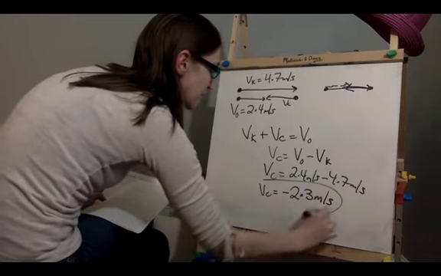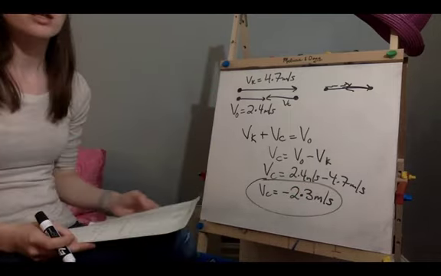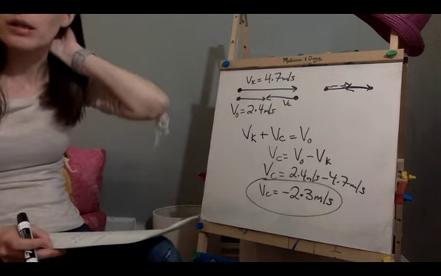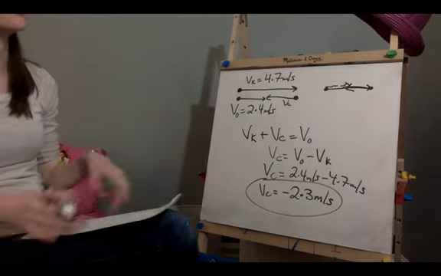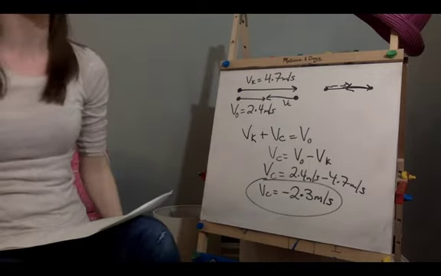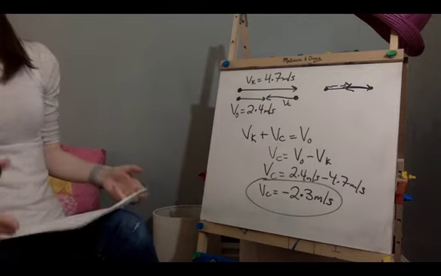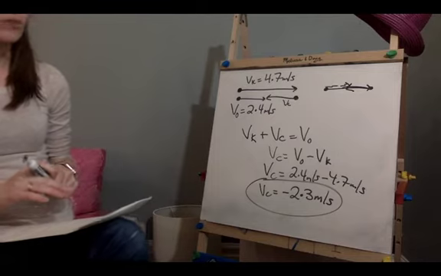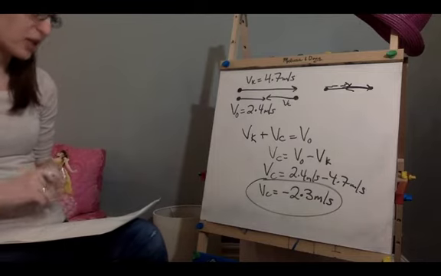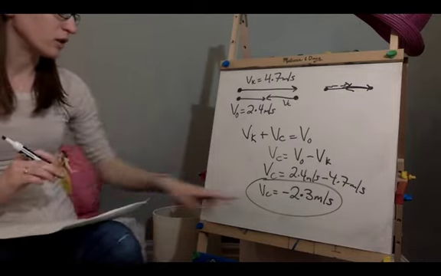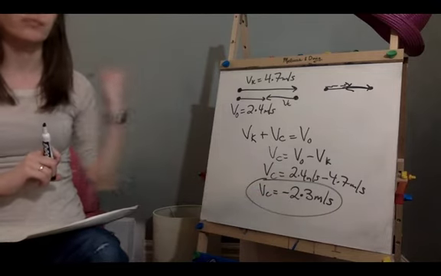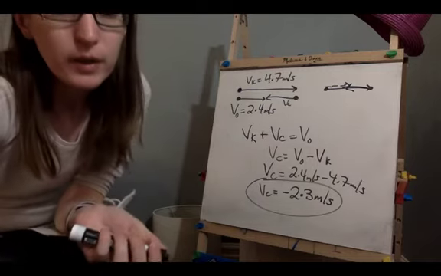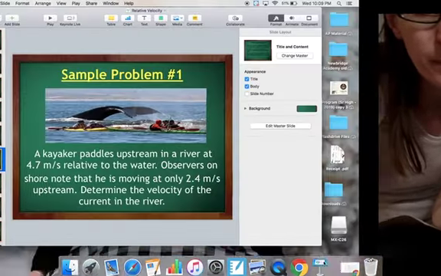And again, it makes sense that that answer is negative because the current is moving in the opposite direction of the kayaker since it's slowing them down, right? If the relative velocity seemed to be bigger, it would mean that the current was actually helping move the kayaker further along, right? So that would mean it would be a positive value. So in this case, our current has a speed of 2.3 meters per second in the opposite direction that the kayaker is traveling. Okay, so that's our first one.